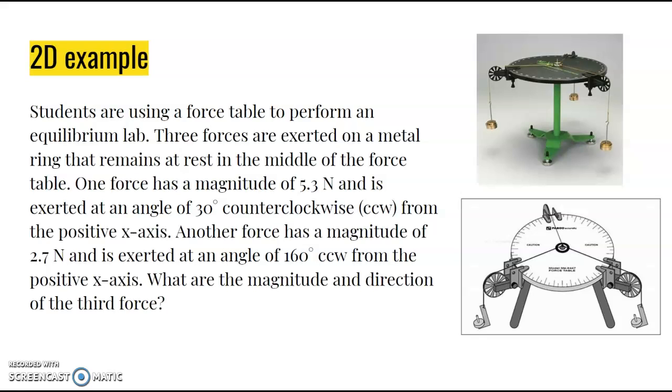Three forces are exerted on a metal ring that remains at rest in the middle of the force table. One force has a magnitude of 5.3 newtons and is exerted at an angle of 30 degrees counterclockwise from the positive x-axis. Another force has a magnitude of 2.7 newtons and is exerted at an angle of 160 degrees counterclockwise from the positive x-axis. What are the magnitude and direction of the third force?